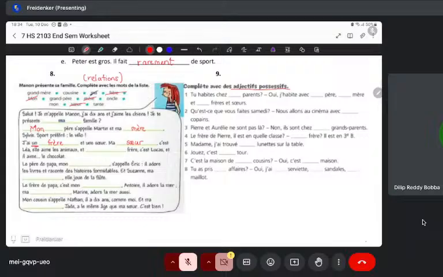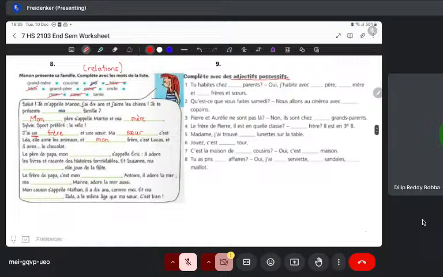So there goes the other mon. A friend is masculine singular. So if you want to say my brother, to say mon frère, the frère. So mon frère, c'est Lucas et il aime le chocolat. Okay, he likes chocolate. Le père de papa, so father of father, so grandfather, which is grand-père.